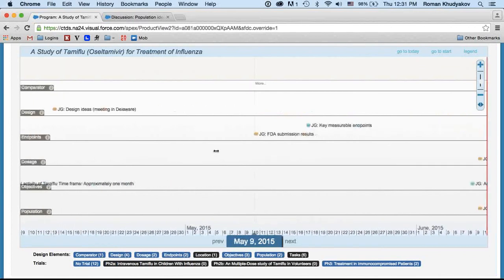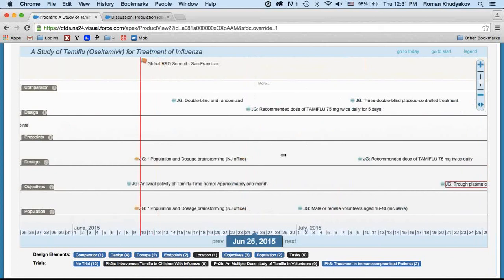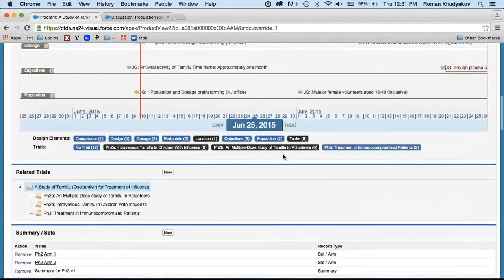And so this timeline helps you to understand why these decisions are made, who was responsible for making that decision, and trace all the knowledge behind every decision you made during the design phase.